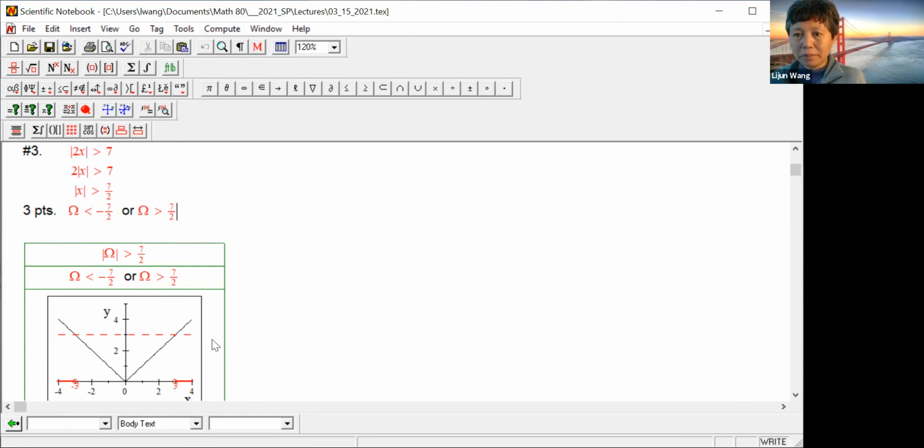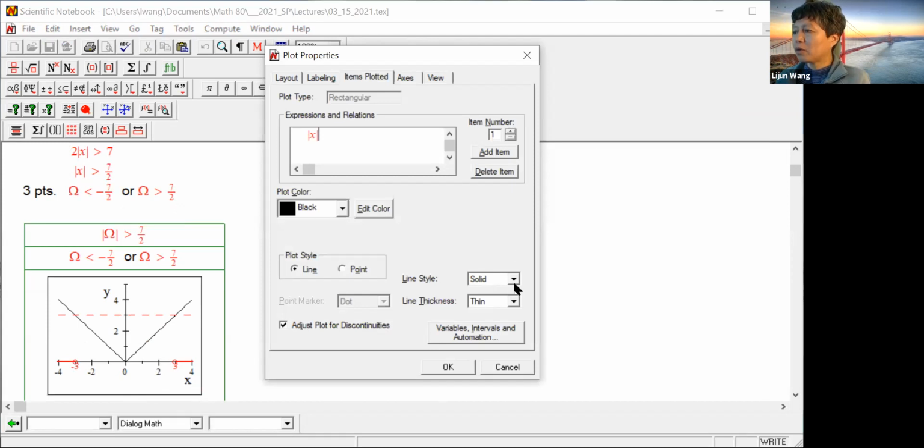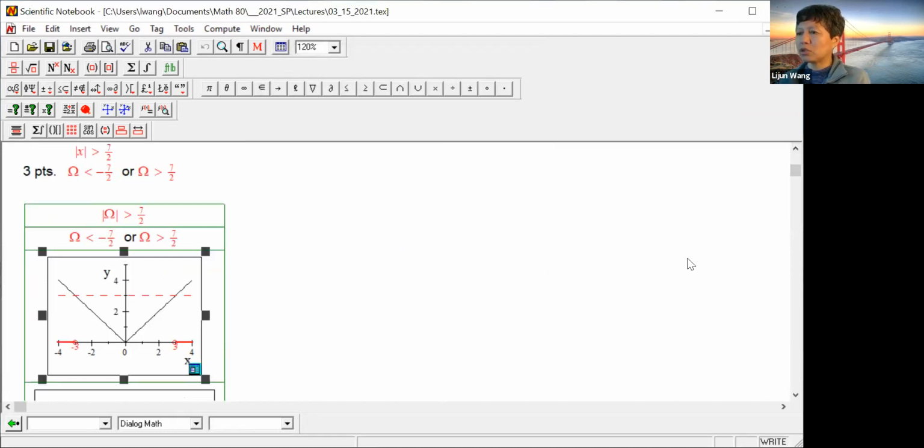You need to understand the picture. Okay, do we understand the picture? Do I need to explain it? Don't hesitate. Then you just have to make some adjustment. This -3 turns into -7/2. This 3 turns into 7/2. You make those adjustments. And the part of the work you really need to show.